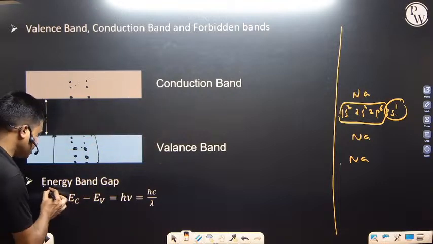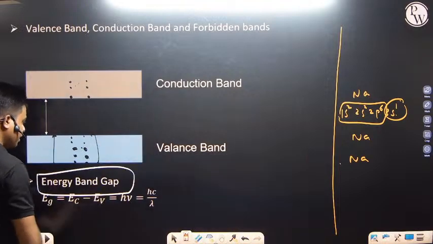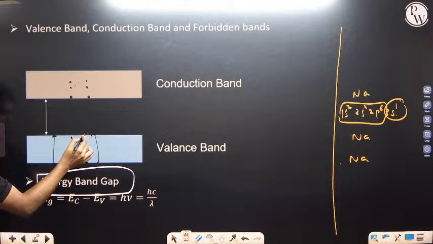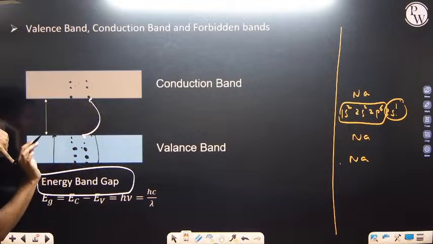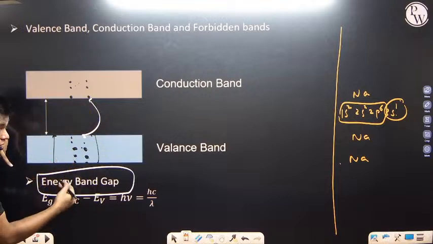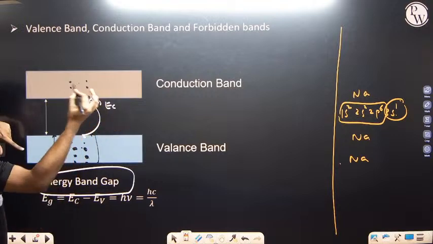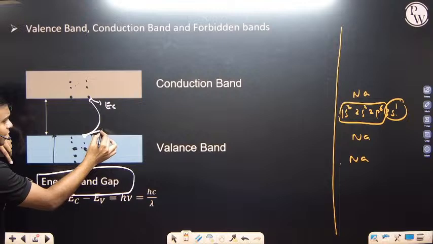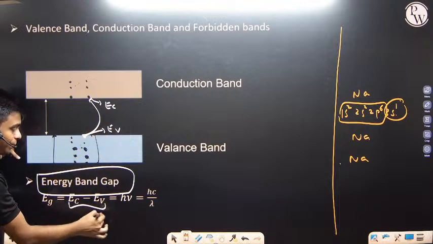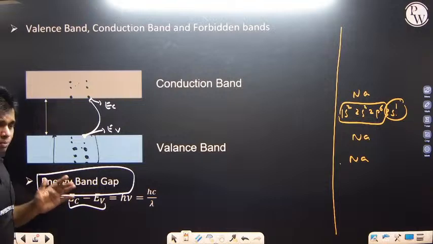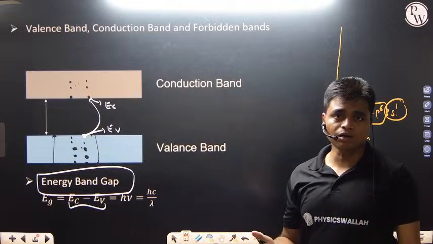Then here we define the energy band gap. So what is the energy band gap? It is the energy required to move the electrons from the valence band to the conduction band. Energy required to move the electron from this to this is what we define as the energy band gap. Let's say this one is EC, the lowest energy of the conduction band, and this one is EV, the highest energy of the valence band. That difference is what we define as the band energy gap. This band energy gap will also determine whether the given solid is a semiconductor, metal or insulator.